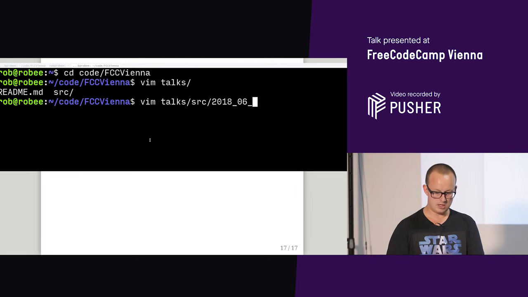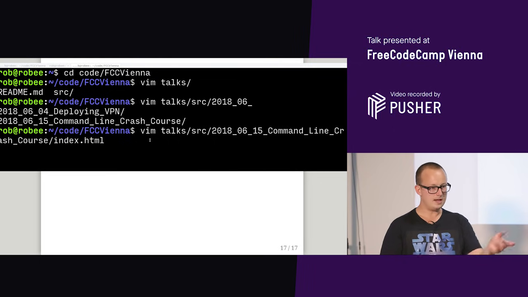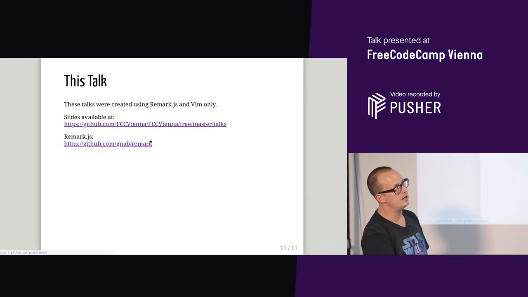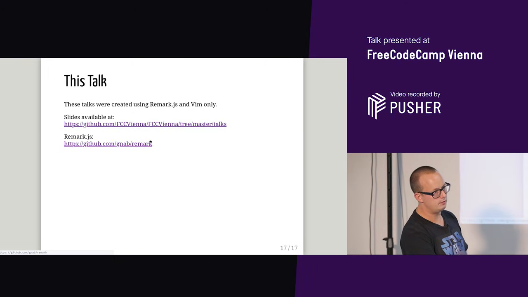So this talk is created in the command line. It's the first time I do this, because I wanted something where I can just do that. It's an index.html file that I'm just modifying in Vim. And it's remark.js, which is a library for doing slides in your browser. And you just write markup.